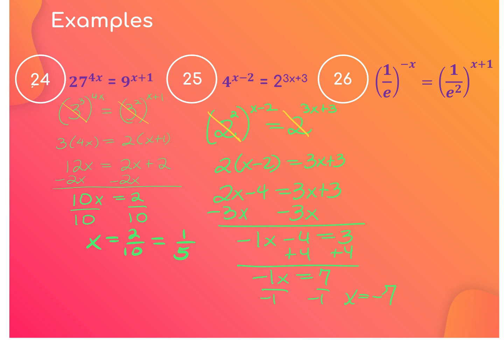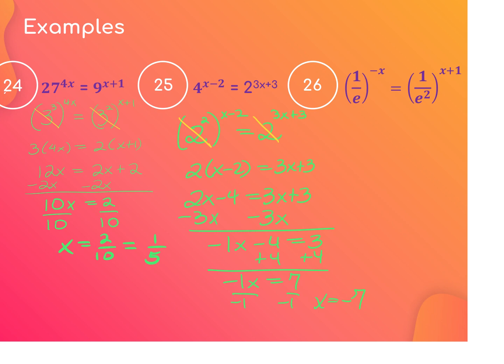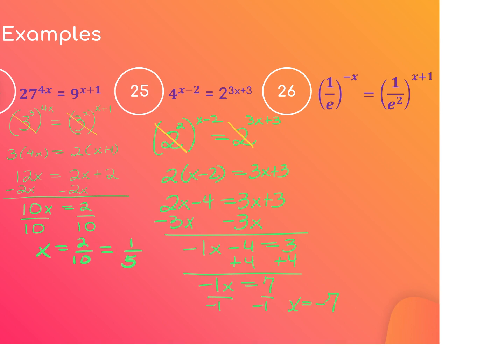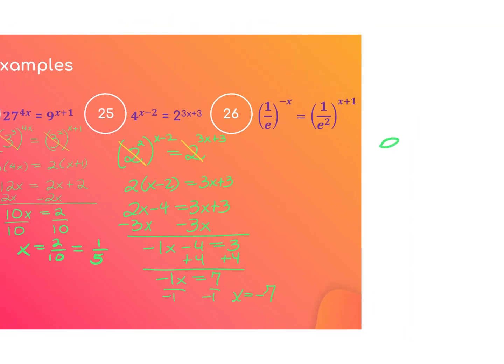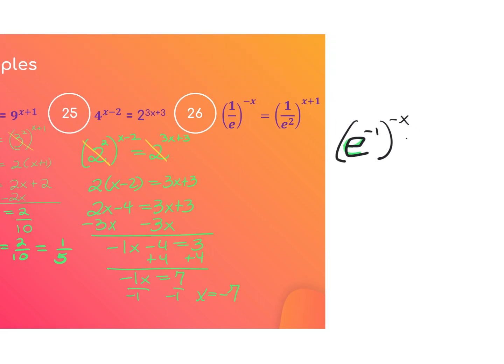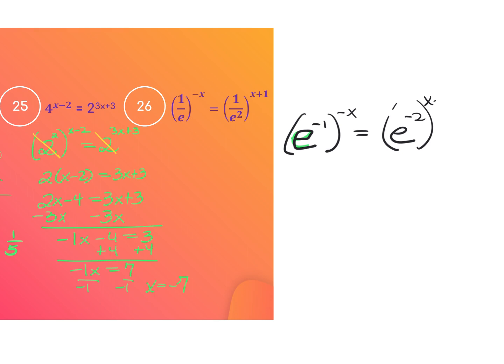For the next one, I'm going to change the base. They don't have the same base. So I can change 1 over e, and I can make this e to the negative 1 power, and then it still has the negative x there. And then change the other one to e to the negative 2 power, and it still has the x plus 1. I now have a same base of the letter e.